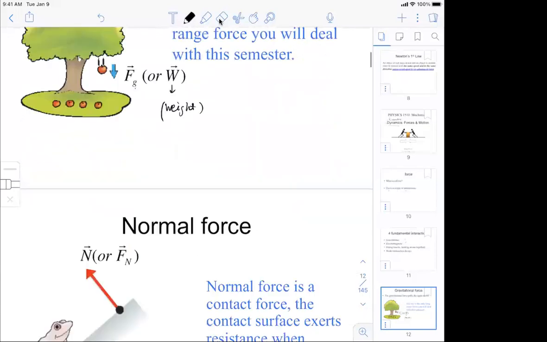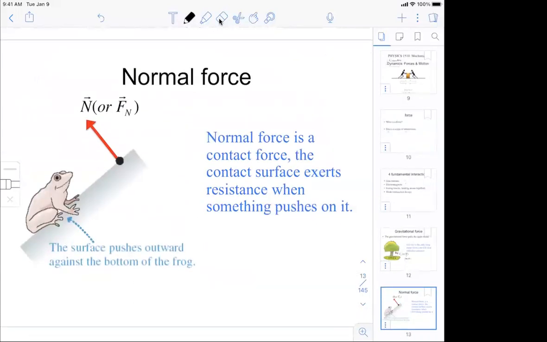So gravity, second force is called normal force. Normal force is a contact force. For example, we're sitting on our chair right now, right? So there is a normal force acting on us, supporting us. The chair is supporting us. So there is a force from the chair to our body that's pointing directly upward.